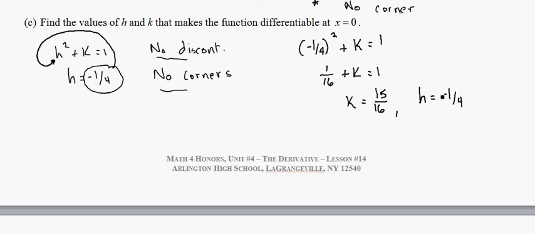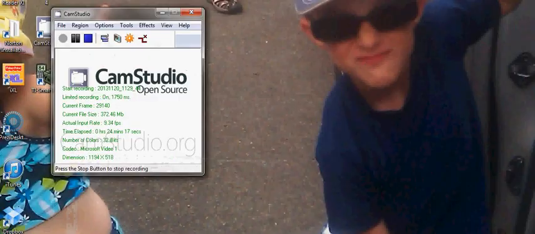I'm going to actually try to graph this for you. I'm going to try to put it in the graphing calculator and see if that works. Alright, we'll see how well this works.